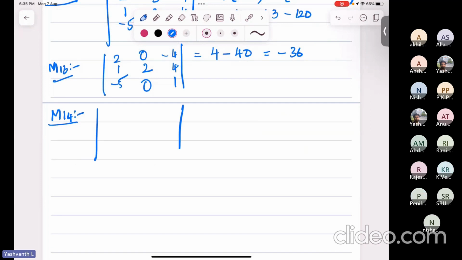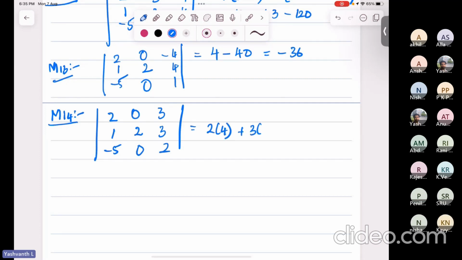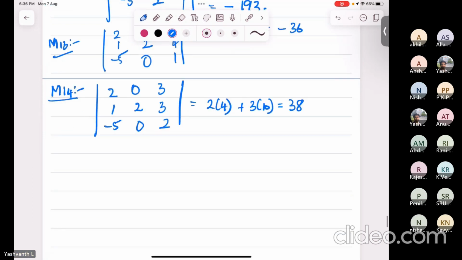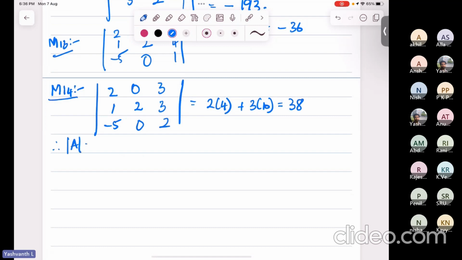Similarly, I'm just writing down the last determinant also, which is just obtained by deleting the first row and the last column, which is 2, 1 minus 5, 0, 2, 0, 3, 3, 2. This is nothing but 2 times 4 plus 3 times 10 equal to 38. Therefore, just substitute all the values. You get minus 22, minus 193, minus 72, minus 38, which will evaluate to minus 325. Therefore, determinant of A equal to minus 325.